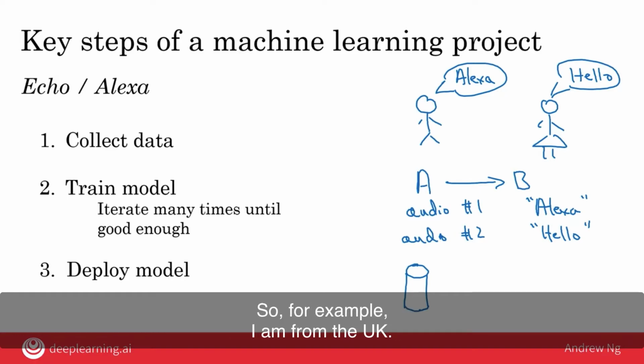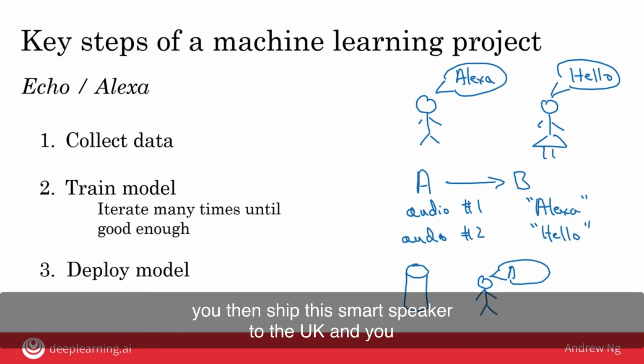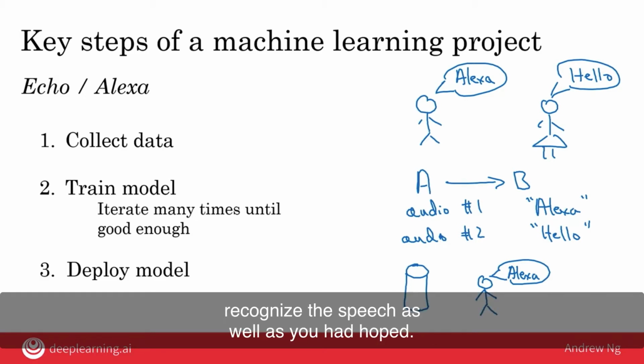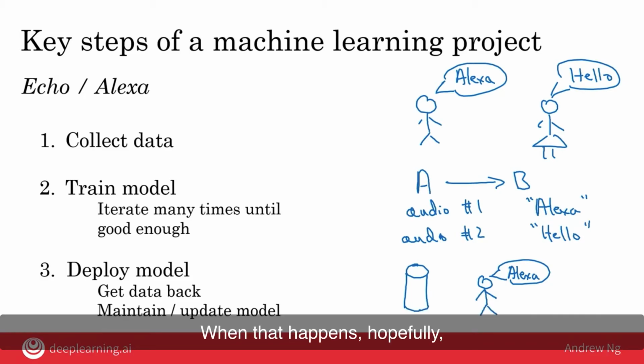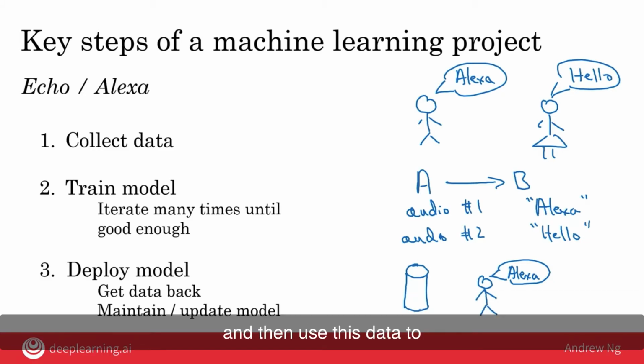For example, I am from the UK, so I'm going to pick on the British. Let's say you had trained your speech recognition system on American accented speakers, and you then ship this smart speaker to the UK, and you start having British accented people say Alexa. Then you may find that it doesn't recognize their speech as well as you had hoped. And when that happens, hopefully you can get data back of cases, such as British accented speakers, where it's not working as well as you're hoping, and use that data to maintain and update the model.